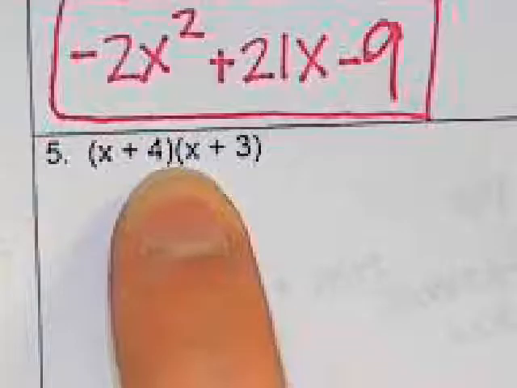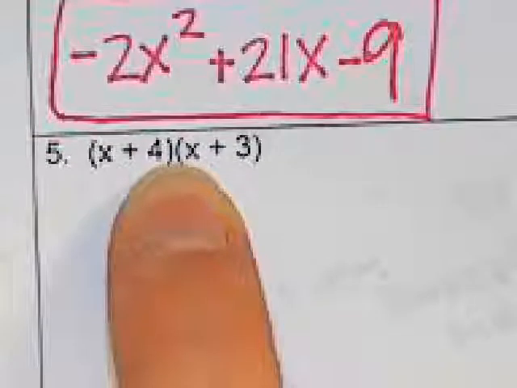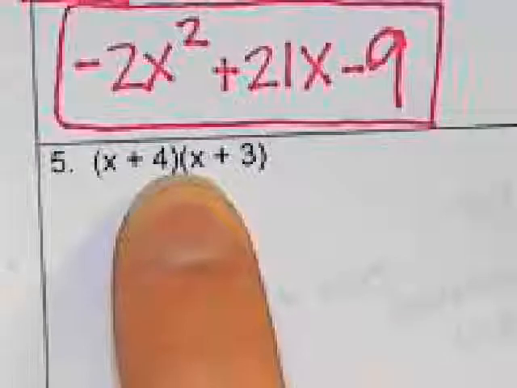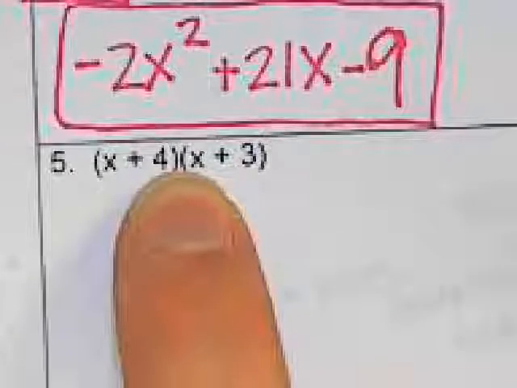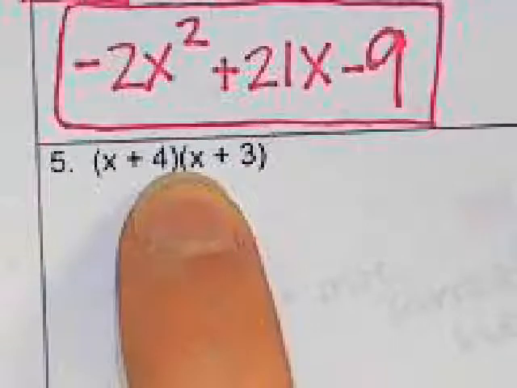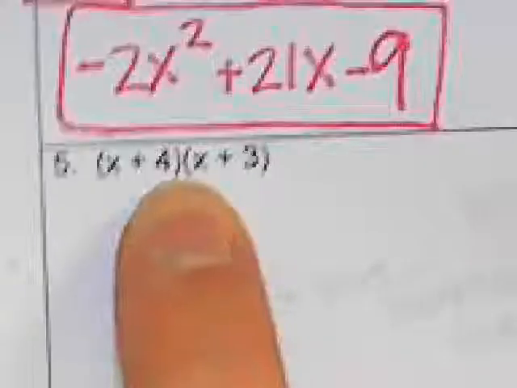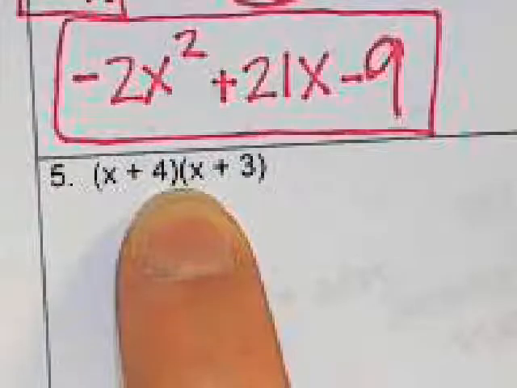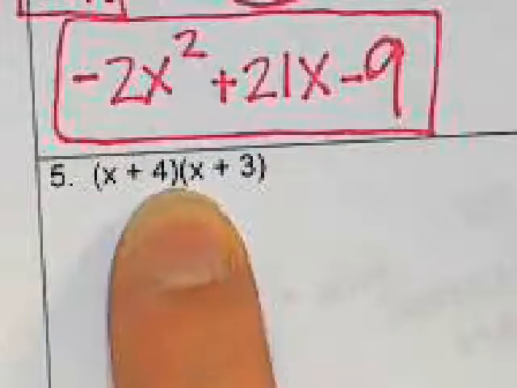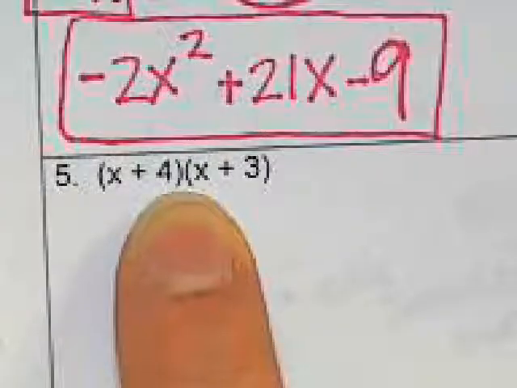So if 2 sets of parentheses are touching with no symbol, what does that mean we're doing? Multiplying. Okay. Now, I call this double distribute. Okay? Double distribute. What's double mean? 2. So how many times am I going to distribute? Twice. 2 different times. Completely.